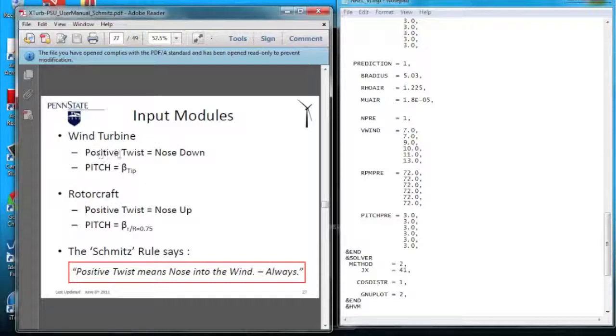For a wind turbine, from the velocity triangle, we have seen that it's nose down, or lower surface into the wind, nose into the wind. For rotorcraft that is in climb or in forward flight, the nose moves up into the wind. So Schmidt's rule says that's consistent between wind turbines and rotorcraft, and for all rotary wing aerodynamicists, positive twist means nose into the wind. Always.